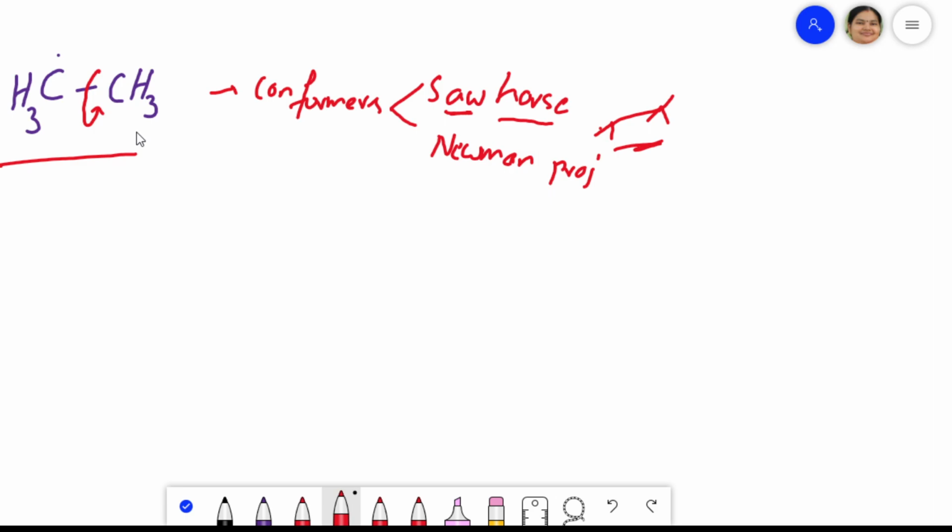So this one I will try to represent in the Sawhorse projection. Just now we have seen the imagination part of the Sawhorse, how you need to imagine the Sawhorse projection, that it is a 3D projection.